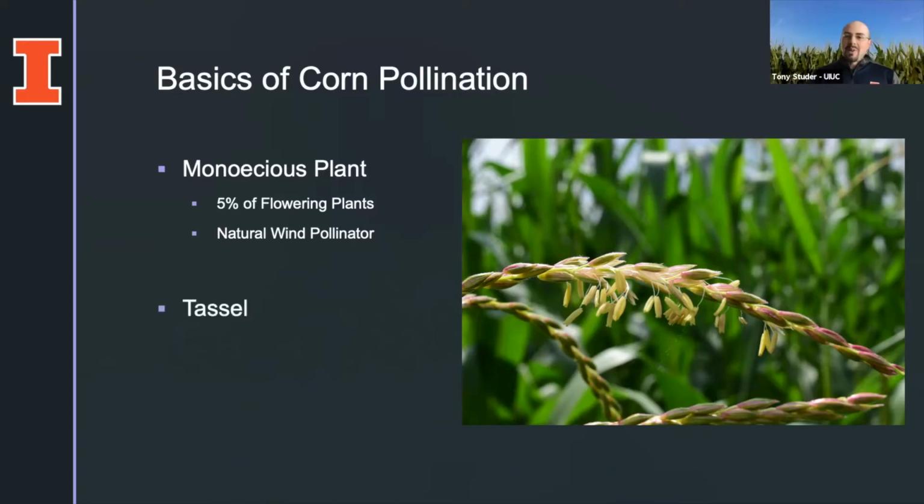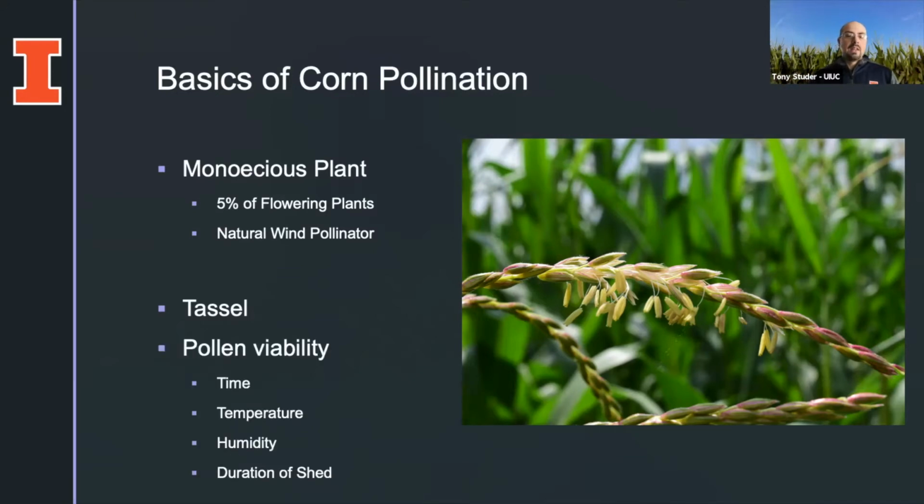So let's start with the male part here, the tassel. The tassel is the site of where you have pollen production. A tassel can produce anywhere from, I've read, 2 million pollen grains to over 20 million pollen grains. And so really it's a powerhouse of spreading male gametes across a wide area. There's a lot of things that affect pollen viability and therefore how effective it will be at pollinating neighboring corn.